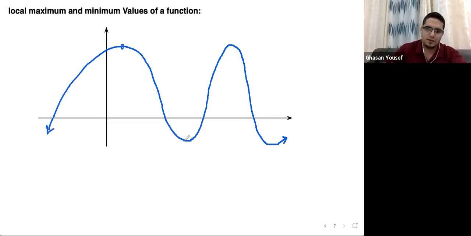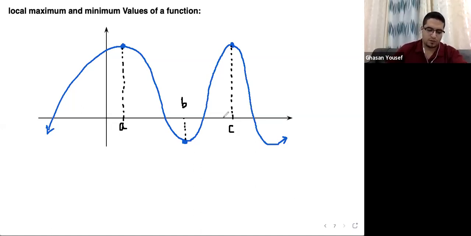So at this point, suppose this value here is A. Suppose this value here is B. Suppose this value here is C. And that's it.